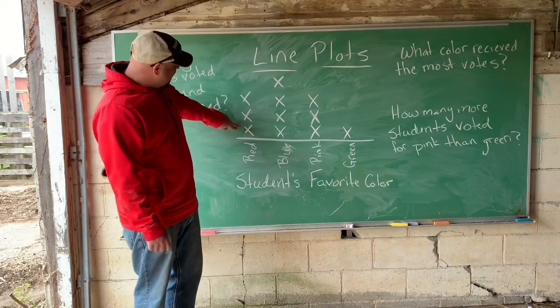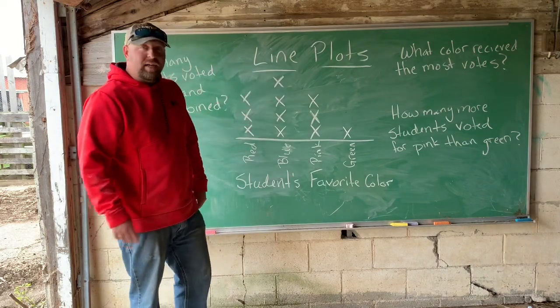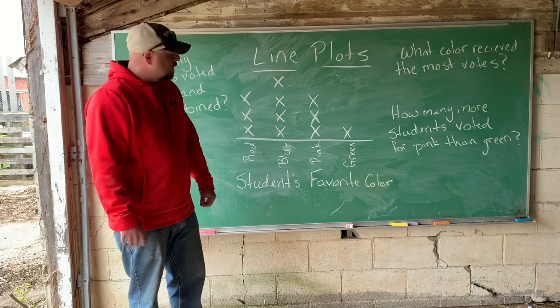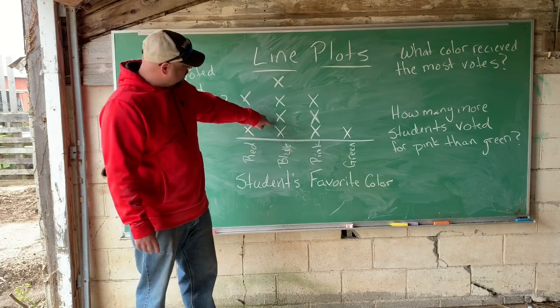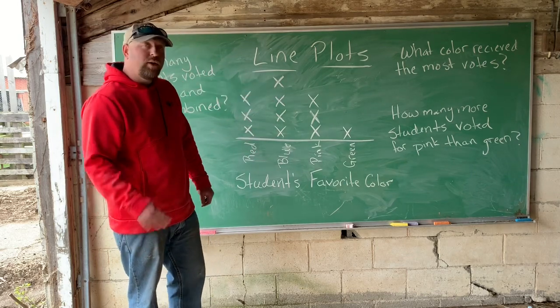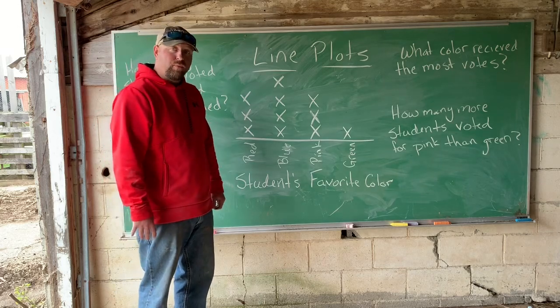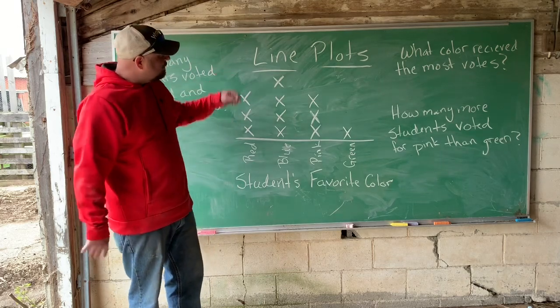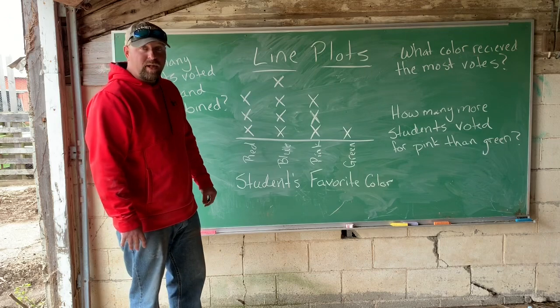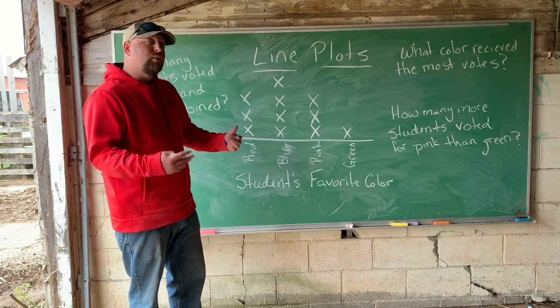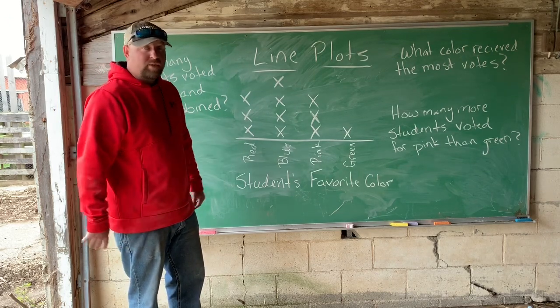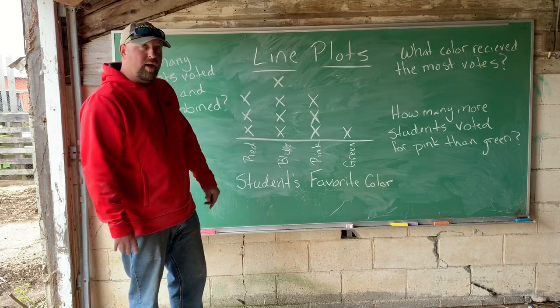And if you remember, the X's, they're all standing for a vote, okay? So if I look at blue, I count 1, 2, 3, 4 X's, so I know that 4 kids voted for blue. Now when you're doing line plots, they're going to give you a line plot to look at, and then you have to answer the question that goes with the line plot. So I have 3 questions that go with this line plot right here.